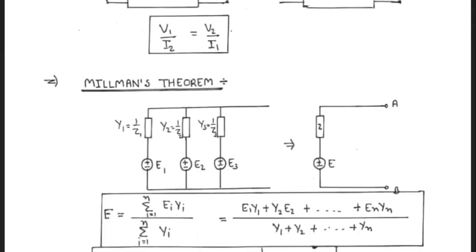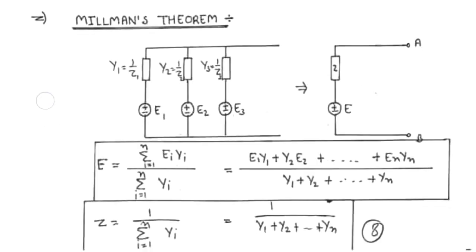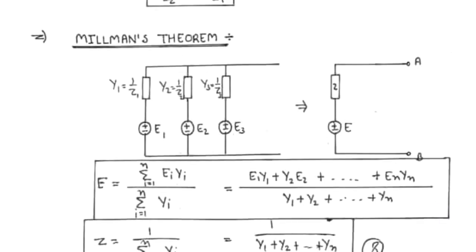Millman's theorem. The admittances Y1 equals 1 by Z1, Y2 equals 1 by Z2 are connected in parallel on sources E1, E2, E3 and so on. Then we can replace all the sources with a single source E and Z. Then E equals summation i equals 1 to N of Ei Yi divided by summation i equals 1 to N of Yi. This is Millman's theorem.